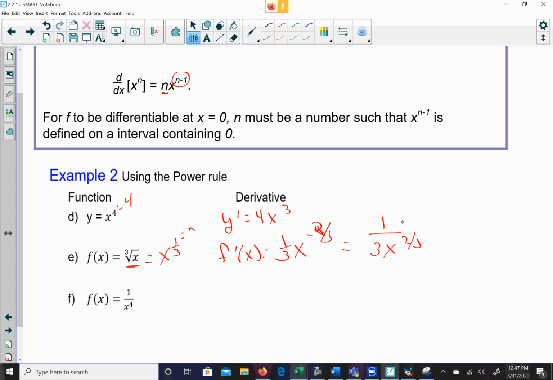Looking at the next example, I have 1 over x to the fourth. I'm going to think of that as x to the negative 4th. To find the derivative, my n in this case is going to be negative 4. So I'm going to bring down the negative 4, and then negative 4 minus 1 will be negative 5. My final answer without negative exponents is negative 4 over x to the 5th. I do not want negative exponents, so you have to take care of them if your exponent happens to be negative. But that's not hard, right? That was fairly easy.